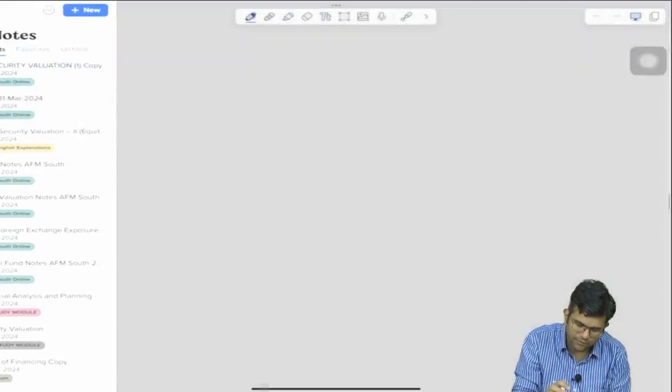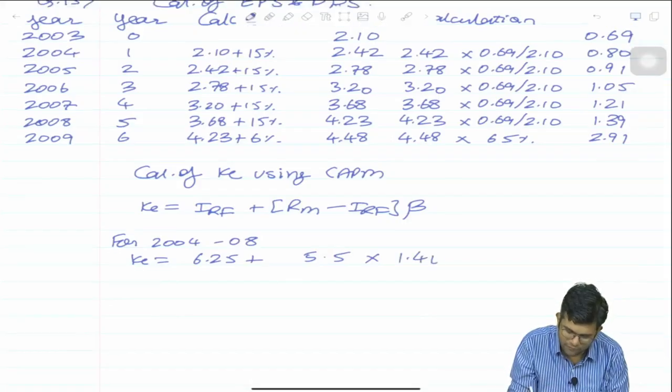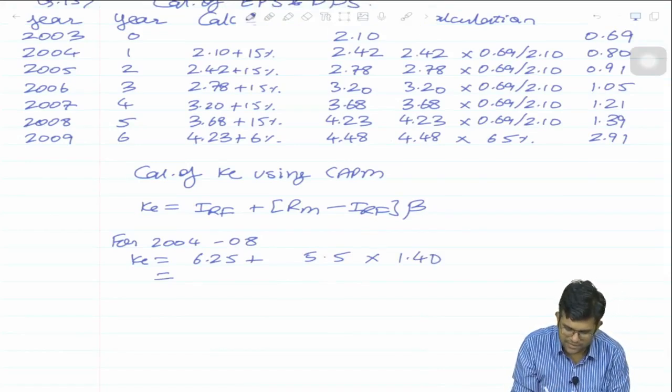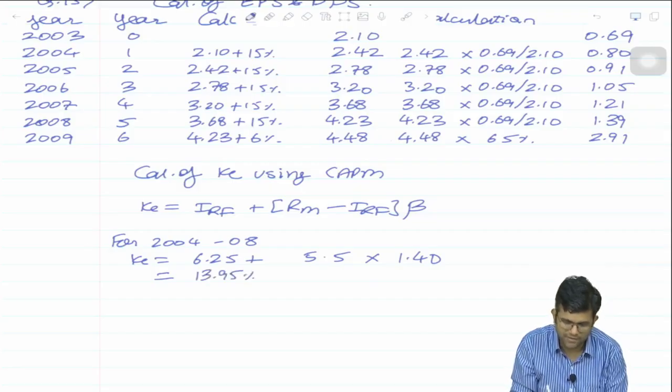It is 1.4. So I'll write here 1.4. So I'll take the calculator. I'll do 5.5 into 1.4 plus 6.25, and this comes to 13.95% for the first 5 years.